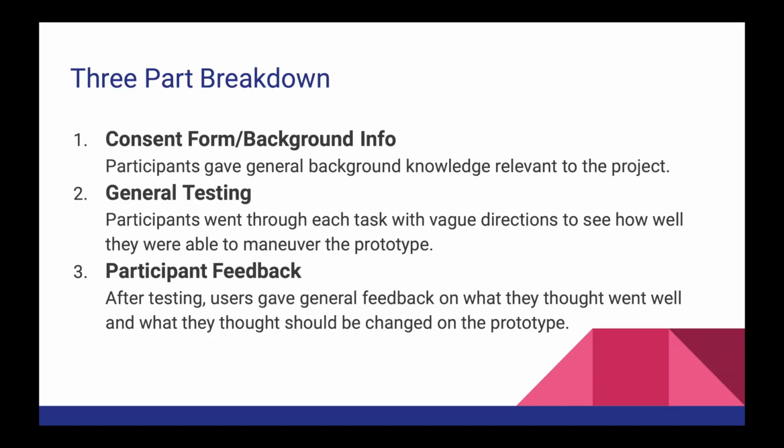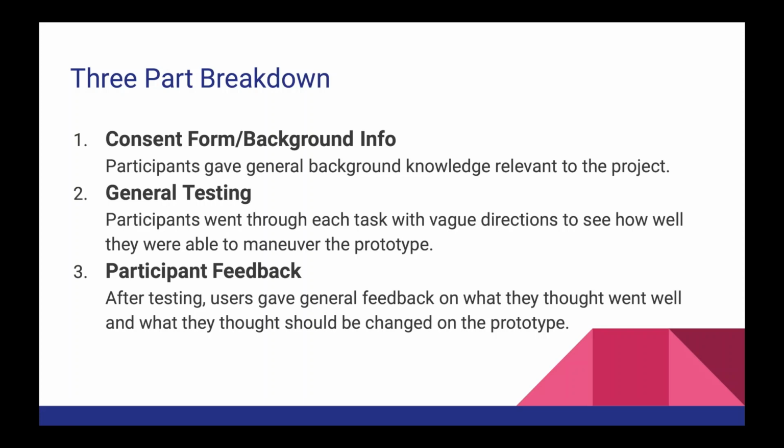So next up, we have the usability report. The usability report was broken up into 3 sections. We had the consent form and background information, general testing, and participant feedback. We had 5 total participants who all gave general background information about themselves, so we knew what the demographic of our project was going to be. And all of these users had some sort of club or leadership background.